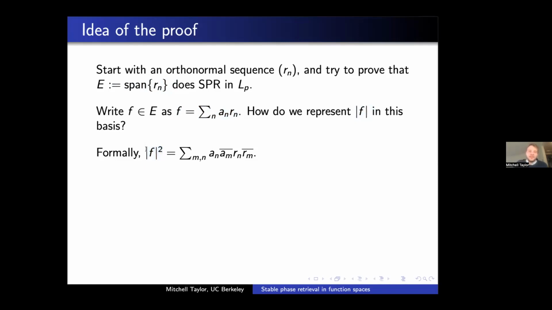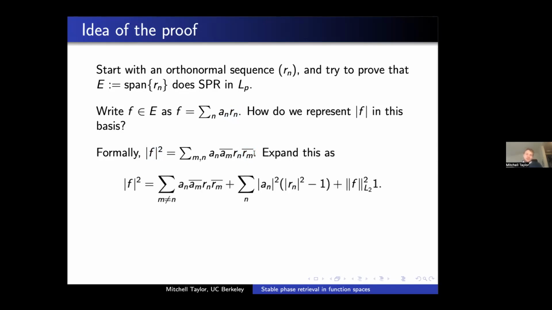So I can obviously write the absolute value of f squared as the sum over m and n of a_m a_n bar r_m r_n bar. And of course, this is not a sum with respect to r_n. I get products showing up here, but at least formally speaking, I do have a nice expansion for f squared. All right. And now what I want to do is just rearrange the sum to try and find out what are my enemies for phase retrieval.